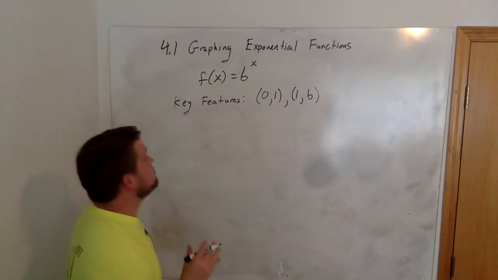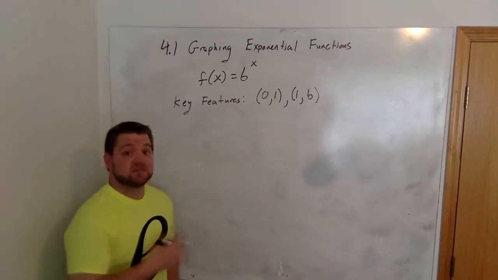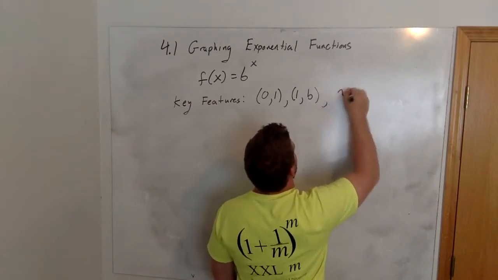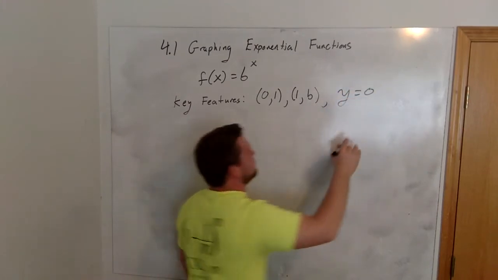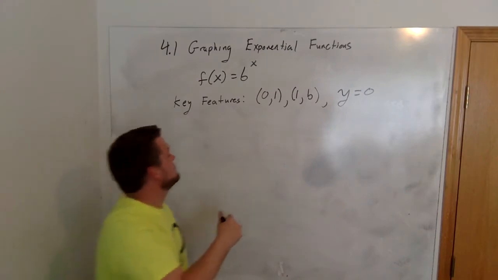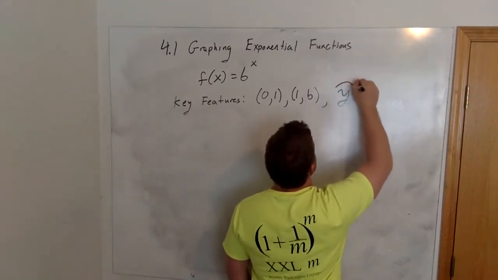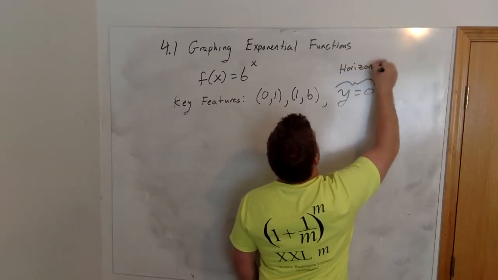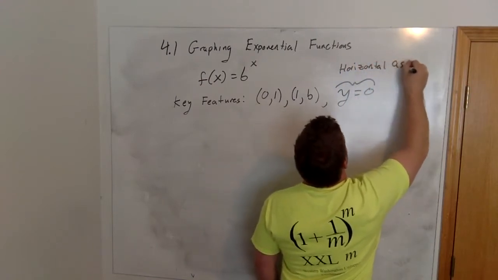Another feature that an exponential function has is a horizontal asymptote, and we'll want to keep track of that also. They have a horizontal asymptote, y equals 0. So the x-axis is a horizontal asymptote.